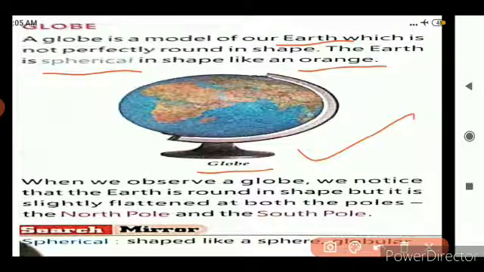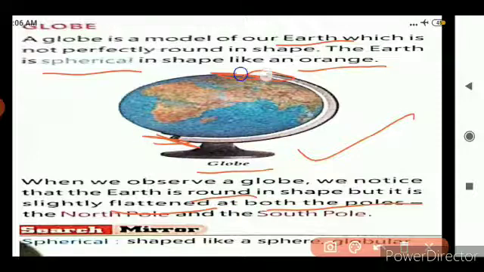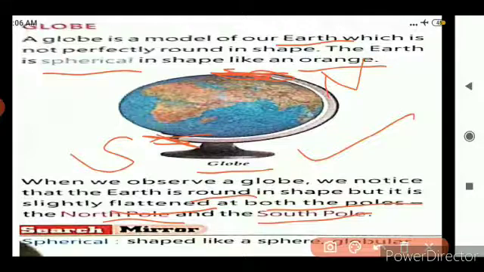When we observe a globe, we notice that the earth is round in shape, but it is slightly flattened on both the poles. Here, children, North Pole and here South Pole. On both the poles, you can see it is slightly flattened in structure. So, it is spherical in shape, but slightly flattened at both the poles. What are the two poles? North Pole and South Pole. This is North Pole and this one is South Pole.